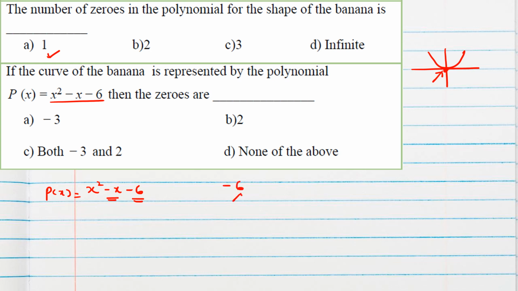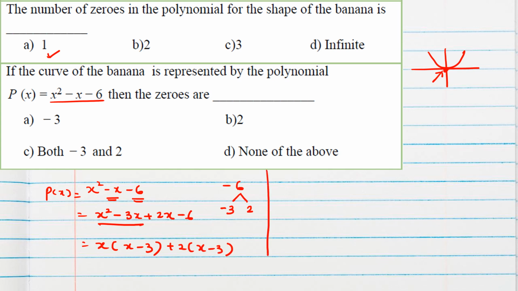So minus 6 can be obtained if we multiply minus 3 and 2. So we can write x square minus 3x plus 2x, because if you subtract, you will get minus 1. So we can take x common: x minus 3, and 2 also we can take common: x minus 3. So x minus 3 and x plus 2. Finally, x will be equal to 3 or x is equal to minus 2.